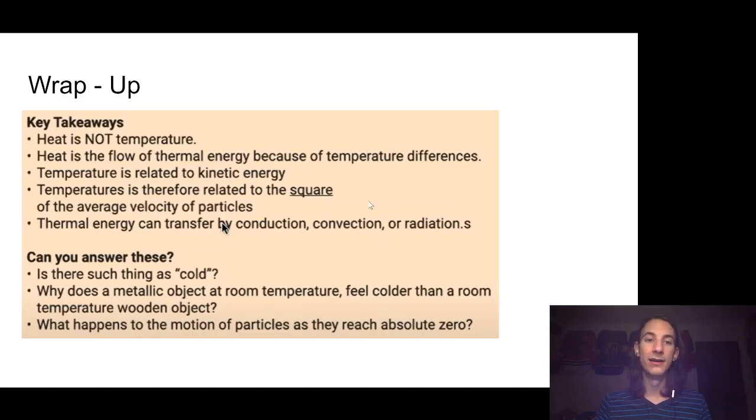And then some questions that we want to be able to answer: is there such a thing as cold? We can say no, it's really just the absence of heat. Why does a metallic object at room temperature feel colder than a room temperature wooden spoon? So think about that. Think about our equation for heat transfer. And then what happens to the motion of particles as they reach absolute zero, where we have zero temperature? What would happen based on our equations for kinetic energy and temperature if we were at zero temperature?